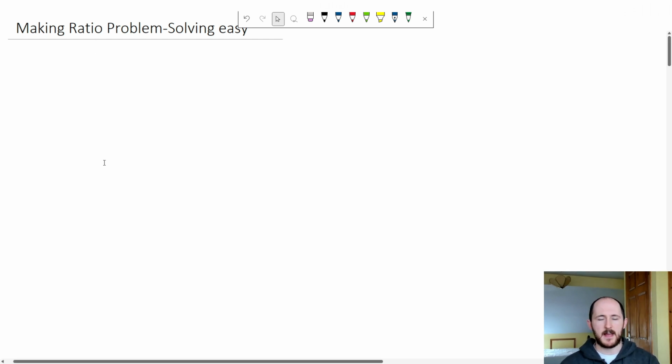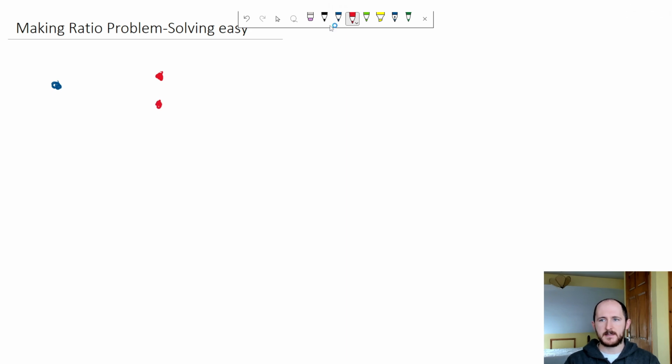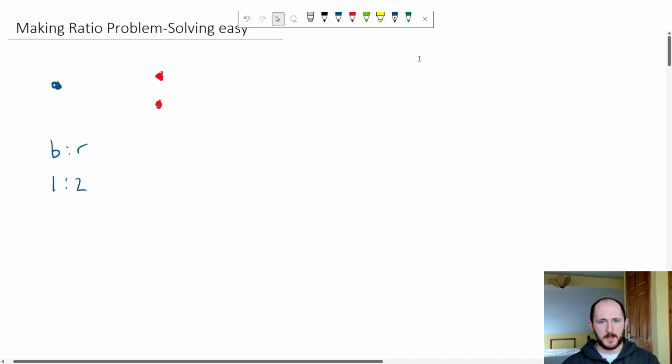So let's start with what a ratio is. Let's say we have sweets, and I have one blue sweet and two red sweets. A lot of people write that as a ratio of blue to red as 1 to 2, which is true. But what a ratio actually tells you is the proportion.